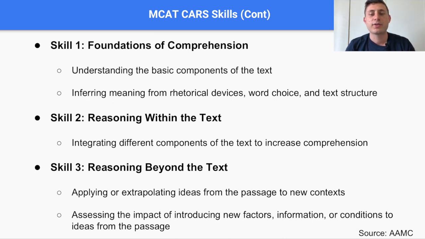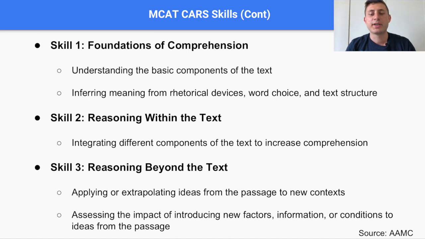The first one is foundations of comprehension, so understanding the basic components of the text. Basically, can you read it and interpret what the author is trying to say, get the main idea, and answer some pretty straightforward questions that will be based off of the text. A skill 2 question for CARS is going to be reasoning within the text. So that's going to be integrating different components of the text to increase comprehension. So they might require you to take something you learned from one paragraph and something you learned from another and put it together in order to get your answer.